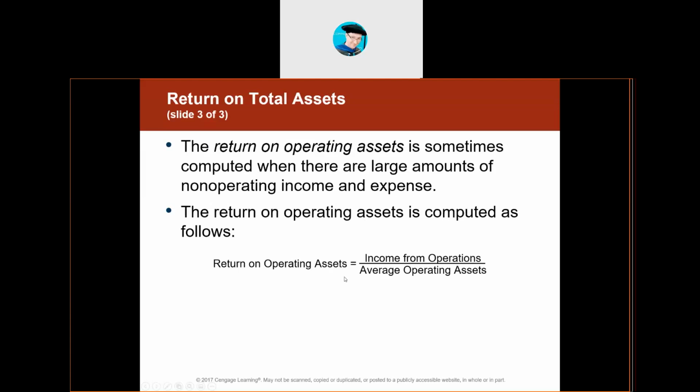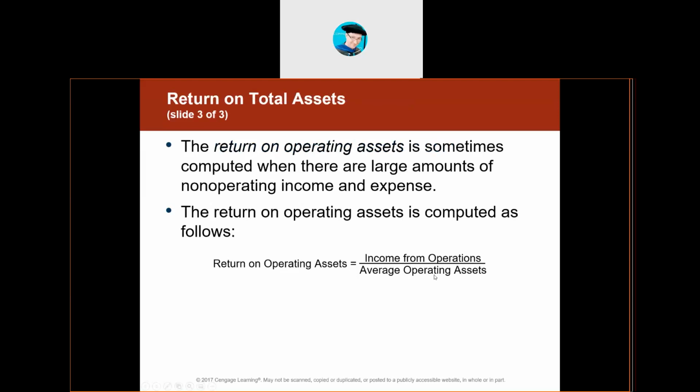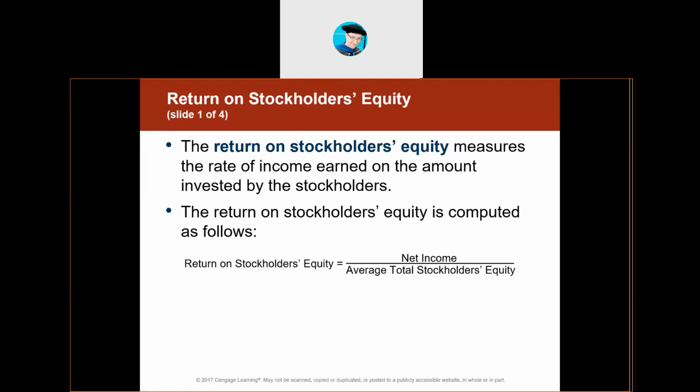Return on operating assets. This is computed by taking out your non-operating income and expenses. It's a profitability component. It basically tells me how well I'm operating. To do that, we take our income from operations and divide that by our average operating assets. It's not as common. I rarely calculate that one because it's not as helpful as the other ratios are. Just my opinion.